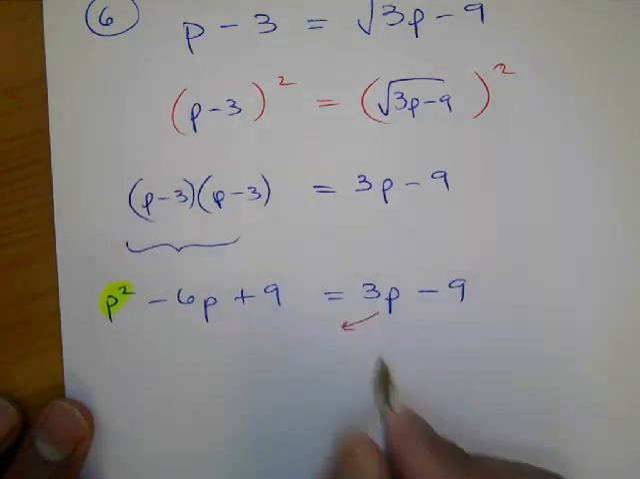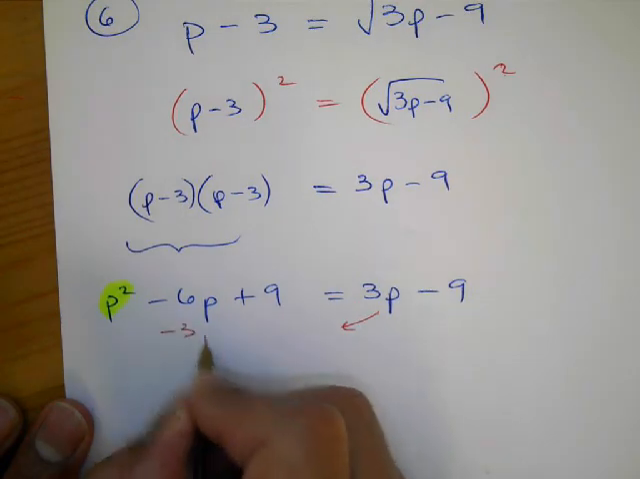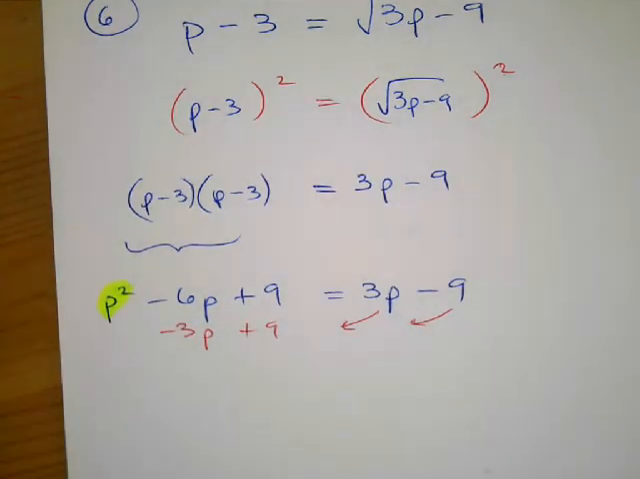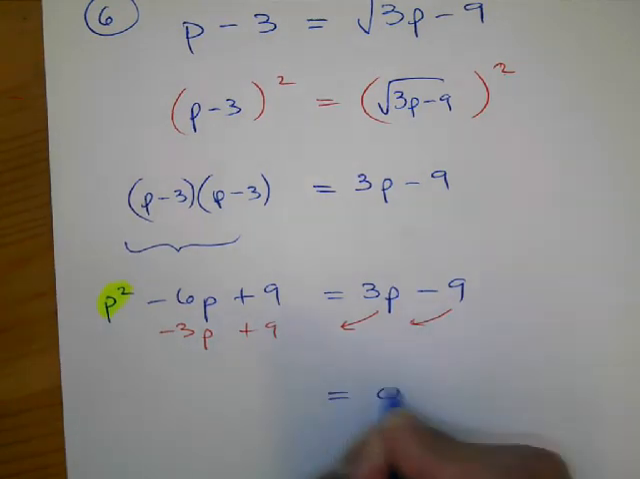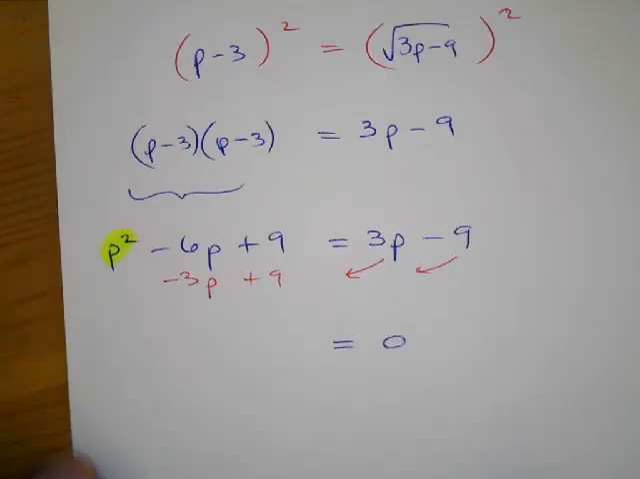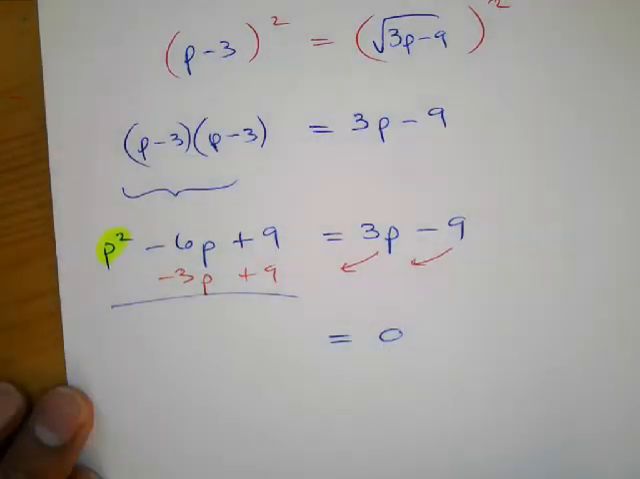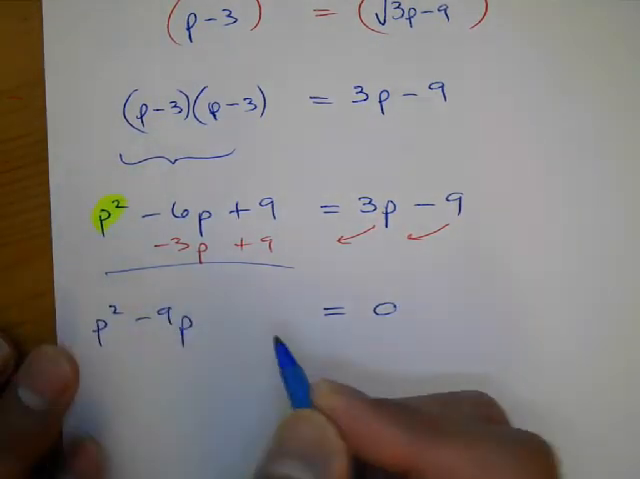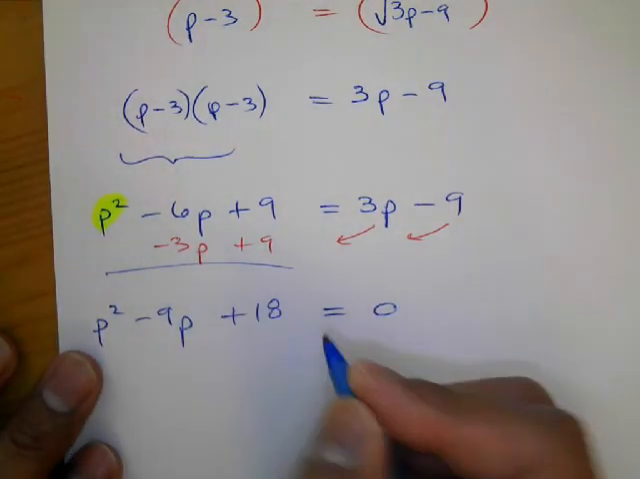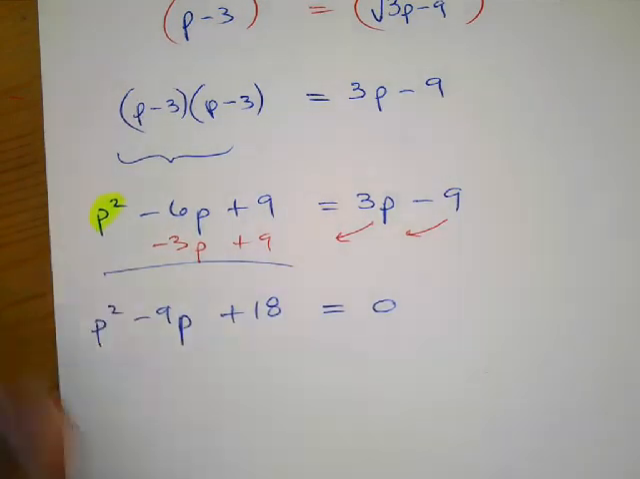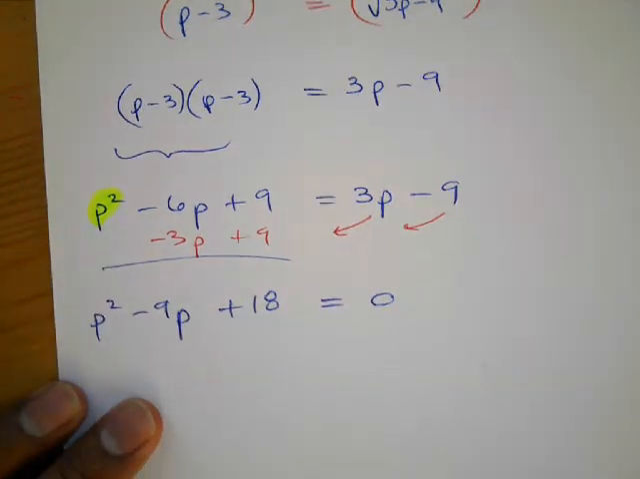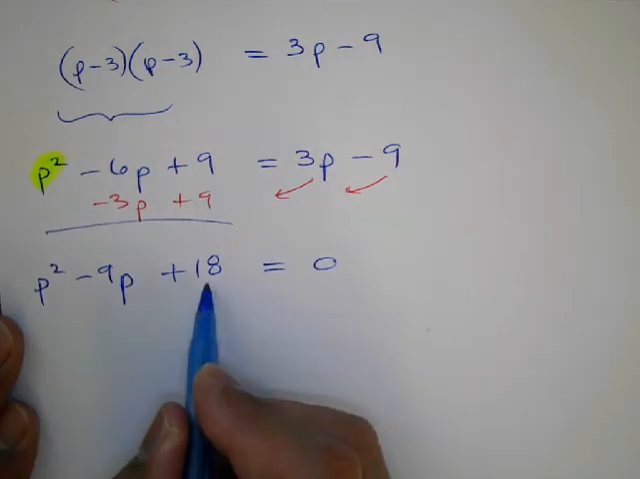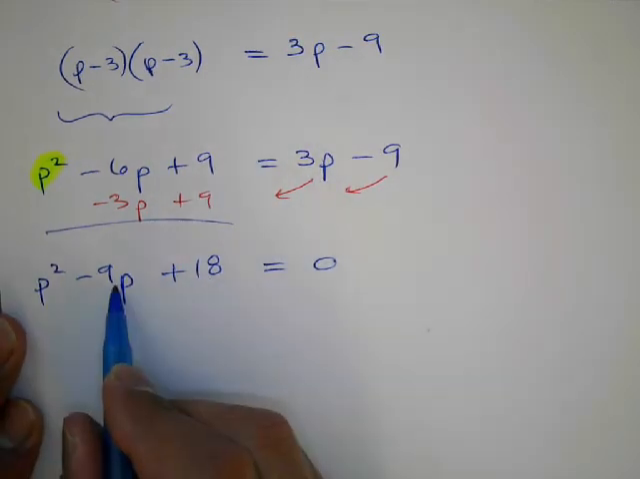Okay, do I have a quadratic? Yes, you do. It's right here, the square. That means everything has to be moved over to this side where this one is positive. So if I move that over there, that's going to be minus 3p. If I move that over there, it's going to be plus 9. So equals 0, right? I got nothing left on this side. What's left on this side? p squared minus 9p plus 18.